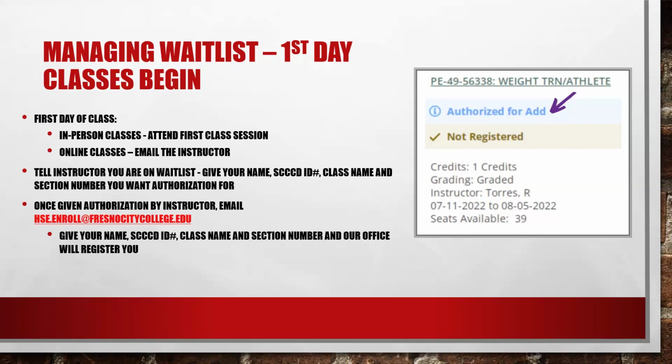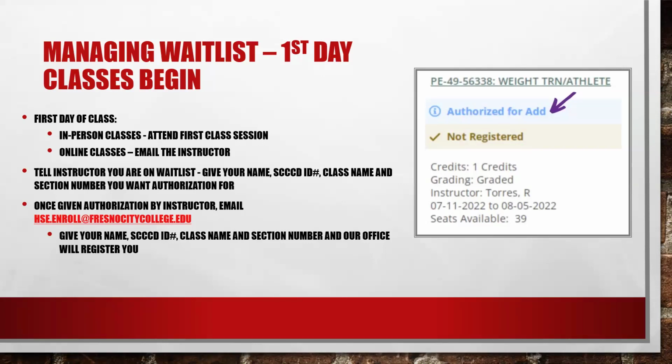What are you going to tell the instructor in the email? You need to send it from your State Center student email account. You need to give them your full name, your State Center student ID number, the class name that you want added into, and the section number of that class that you're wanting added into. Because they may teach multiple sections of the same class. They're not going to know which section you're asking for. So make sure you give them that section number as well.